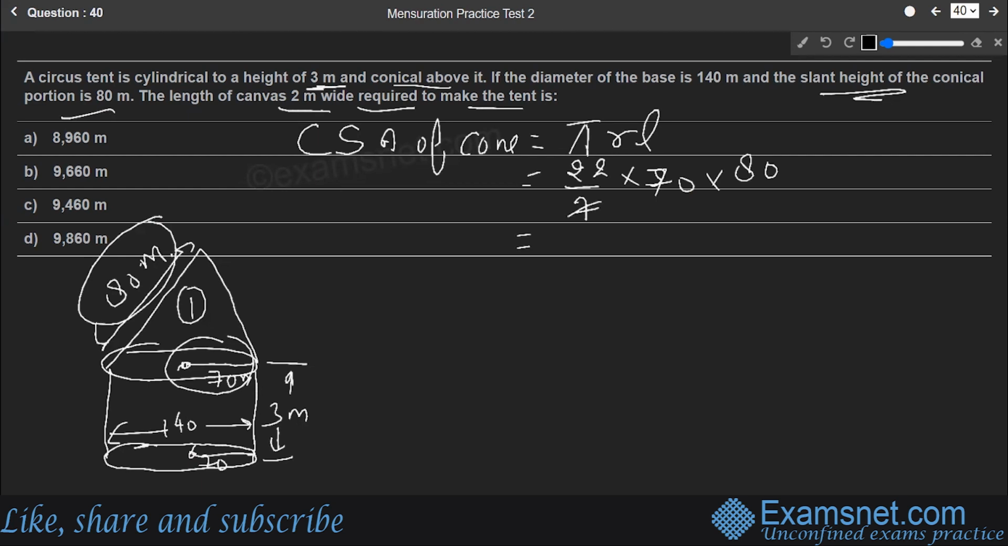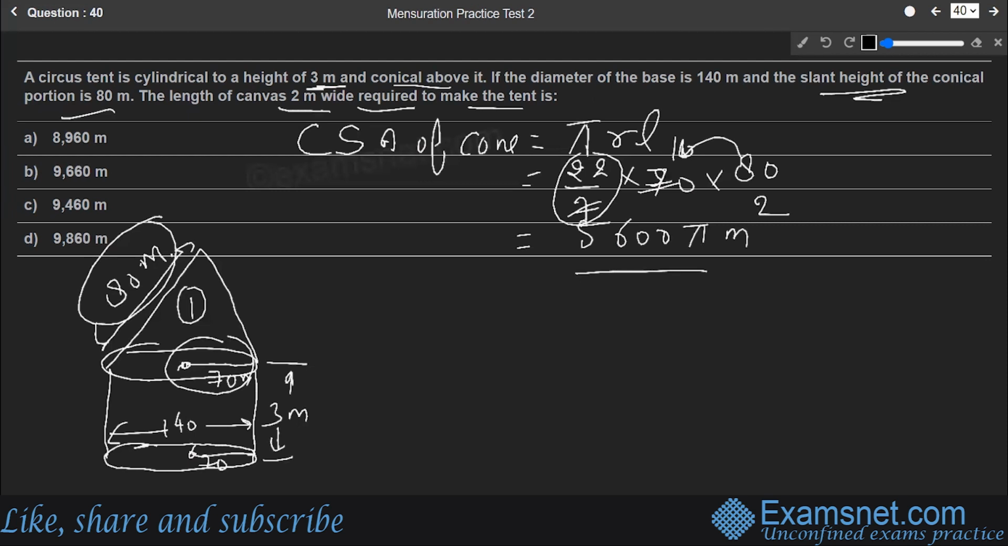So this is the curved surface area of the cone. If we solve this further, this 7 can cut this 70 as 10. So it's going to be 22 into 800, and let the pi remain as it is, so that we can cancel a few things. Let's not cancel pi. So it's ultimately coming as 8 into 7 is 56. So 80 into 70 is 5600 pi meter square.